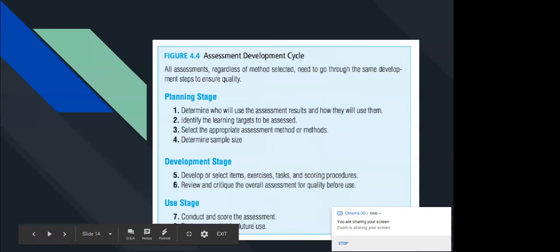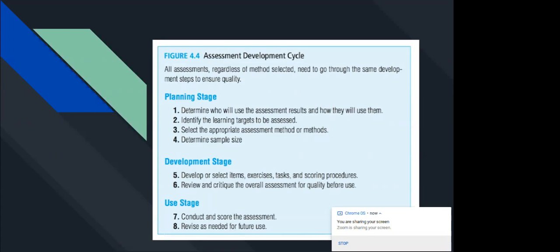Now, when you have your assessment cycle, there's a lot of planning that should go into it. The first thing that you're going to do is take it through the cycle. The first is the planning stage. You're going to figure out who will be using these results and what you are using them for. Is this a summative assessment? Is this a formative assessment? Will this be guiding your instruction, or will this be determining whether or not they learned the lesson?